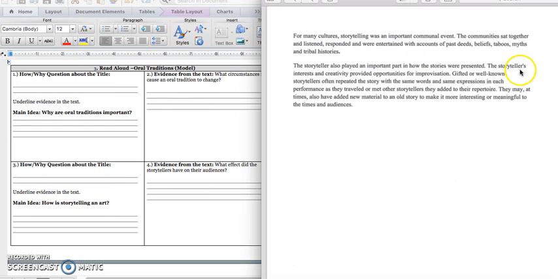I'm going to underline that sentence as well because it talks about how storytellers have to be creative and they use improv. And those are both examples of art.